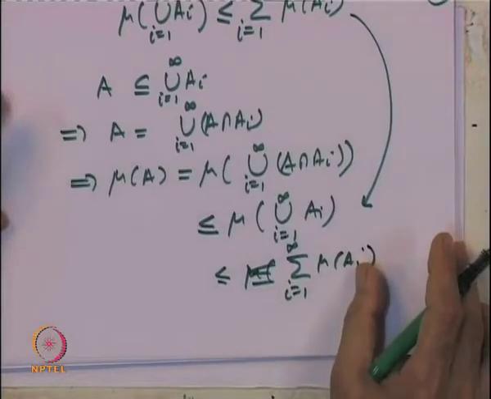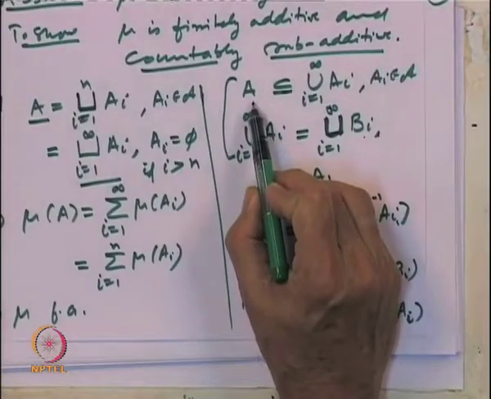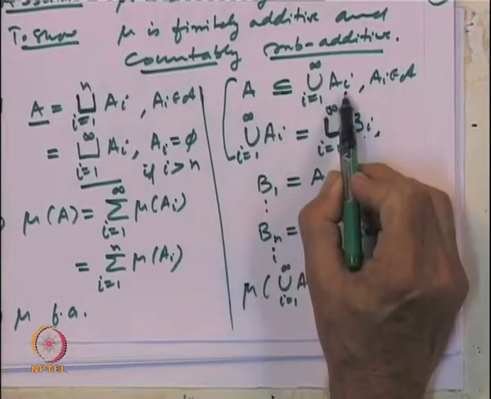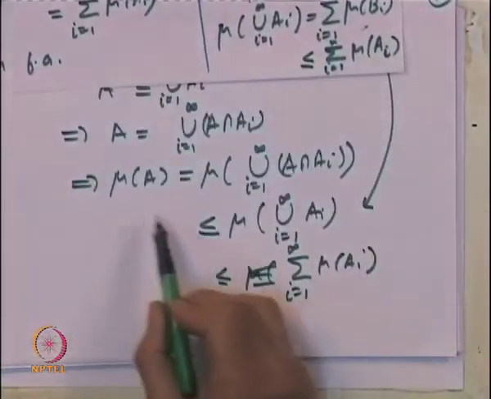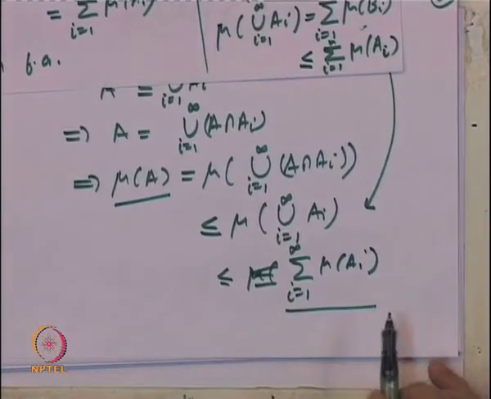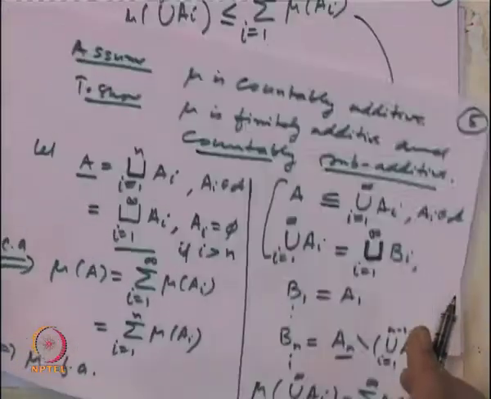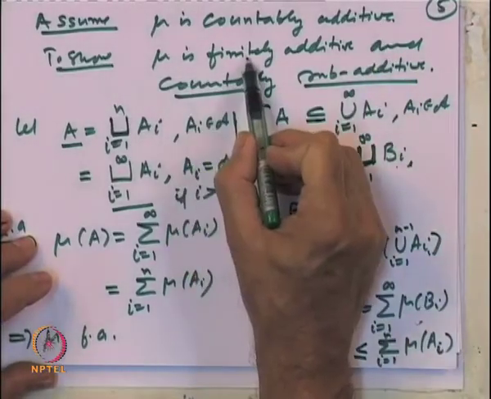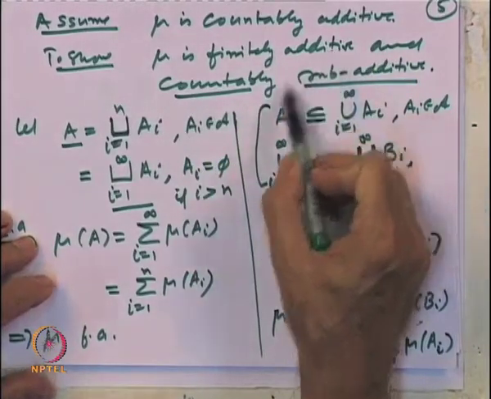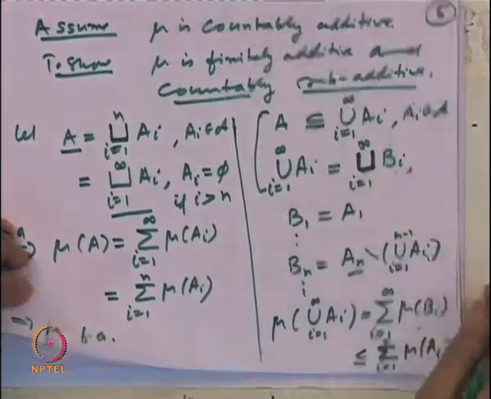So, we have shown that whenever A is an element in the algebra and is a subset of the union of A_i's, i equal to 1 to infinity, then mu of A is less than or equal to summation mu of A_i's. So, that proves that mu is countably subadditive. So, we have shown if mu is countably additive, then this implies mu is finitely additive and also mu is countably subadditive. So, that completes one part of the proof.